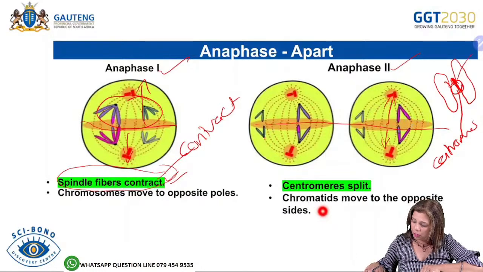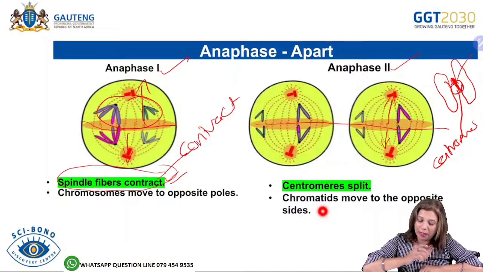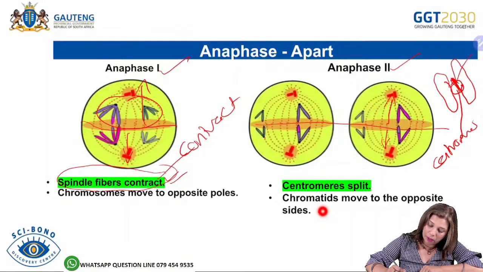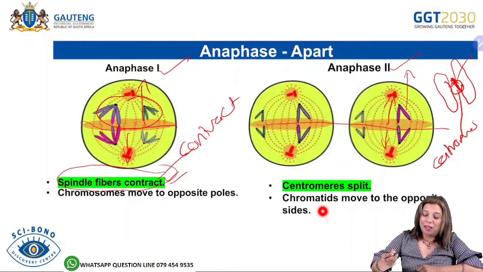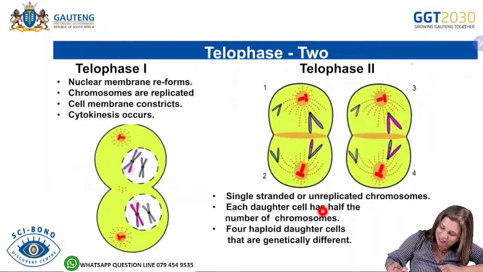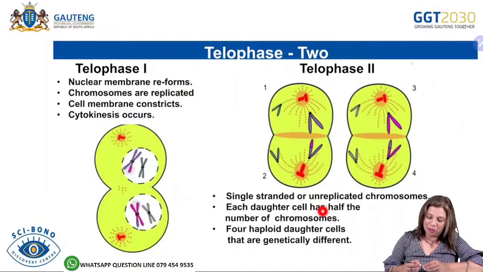What we need to remember is that when they get to these poles, we have a special name for them. We call them daughter chromosomes. What do we call them? We call them daughter chromosomes.